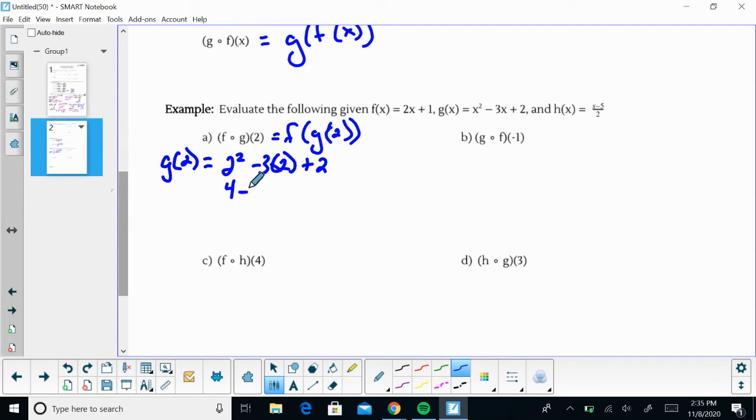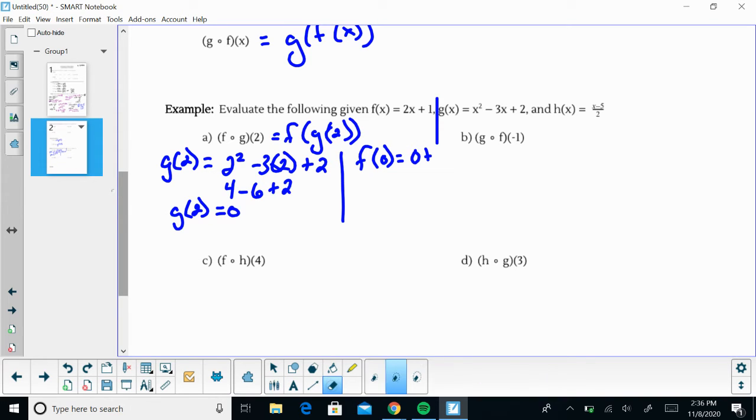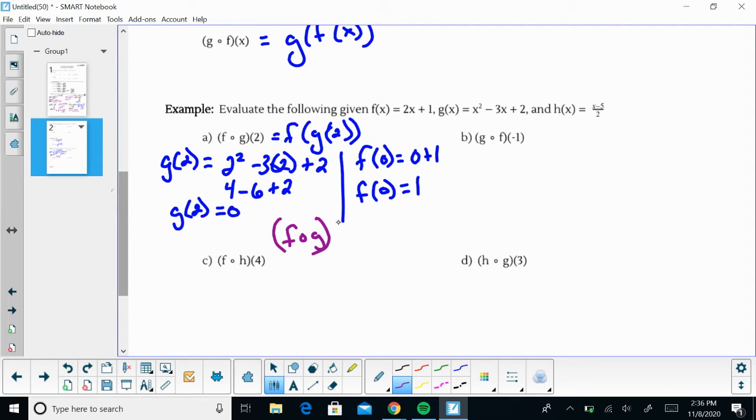2 squared is 4, minus 6 plus 2. 4 minus 6, negative 2 plus 2, 0. So now that I know what g of 2 is, I'm now going to find f of 0, which would be 0 plus 1. So f of 0 is 1. Therefore, f composite g of 2 is 1.